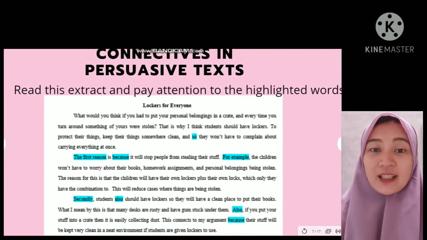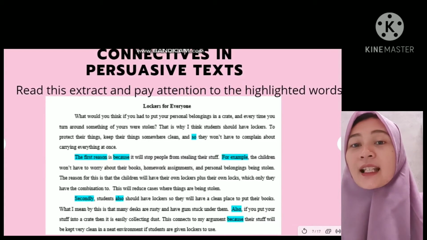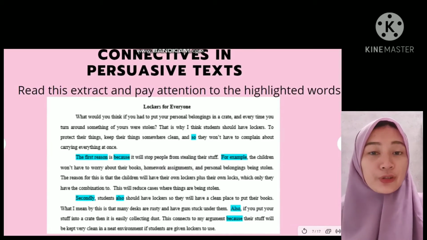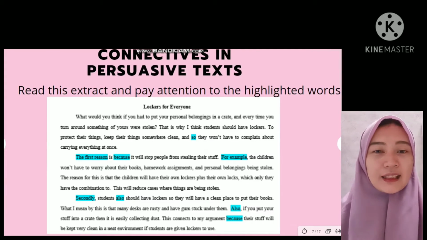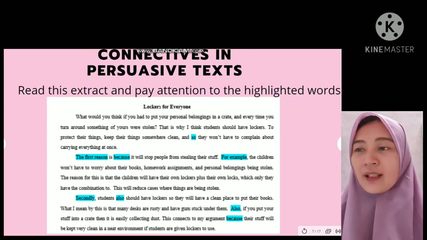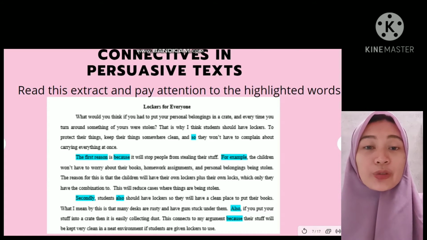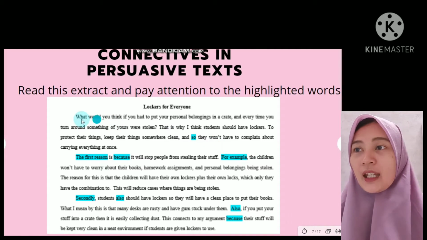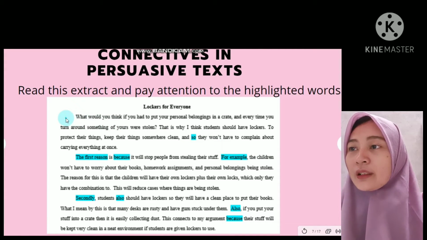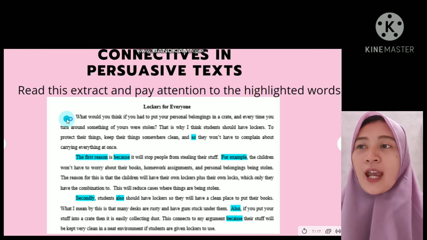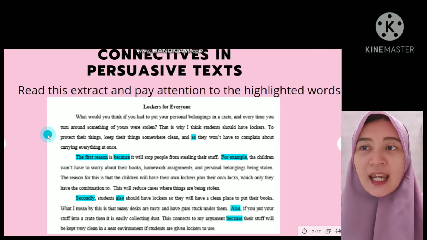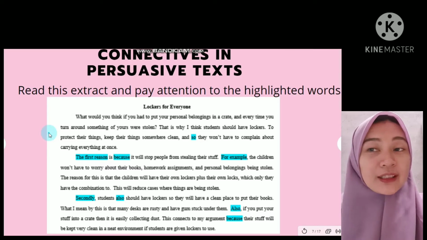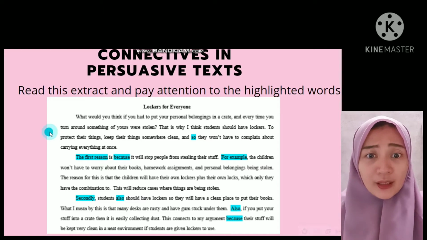now let's read an example of a persuasive text and pay attention to the highlighted words. So you don't need to understand the whole text, the comprehension, you don't need to do it. Just pay attention to the sentences with highlighted words. Okay, lockers for everyone. What would you think if you had to put your personal belongings in a crate and every time you turn around something of yours was stolen?